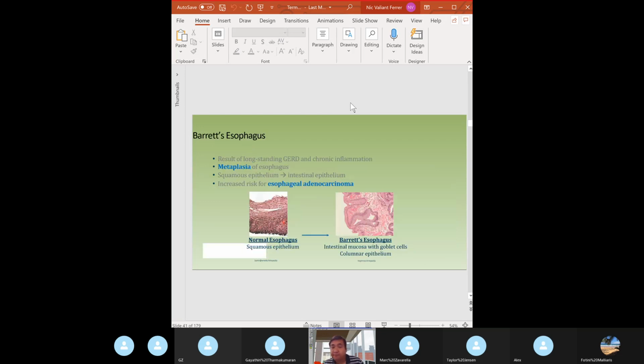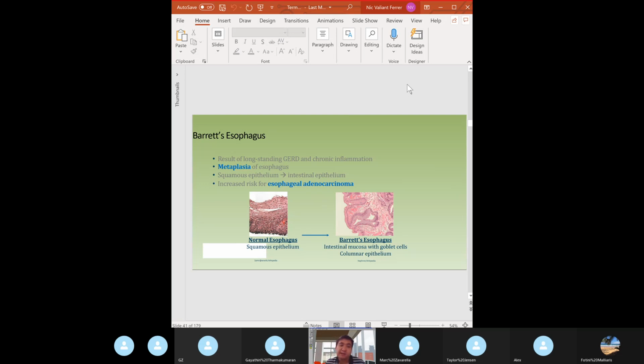What is Barrett's esophagus? This is metaplasia of the esophagus, meaning a transformation, right? Metaplasia, from squamous epithelium to intestinal epithelium. So what if I have Barrett's esophagus? Increased risk for esophageal adenocarcinoma. Look at the pathology slides. Normal esophagus is squamous epithelium. In Barrett's, you can now see columnar epithelium, and you can see intestinal mucosa here. See that? Look at that with your goblet cells. Metaplasia of esophagus. Transformation from one cell to another kind of cell.